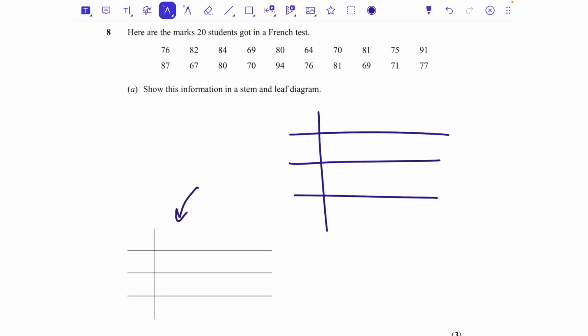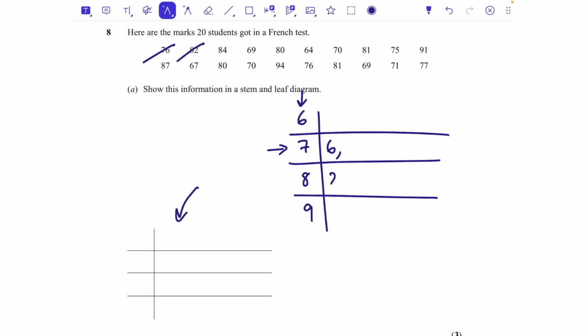So let's just go through in order. Now we've got numbers in the 60s, the 70s, the 80s and the 90s. So this stem here is your tens, or appropriate, whatever the value is, and then we've got all the other numbers to put on the other side. So 76 is going to go in the 7 row because it's in the 70s, and we just put a 6. And I like to put a comma between each one, but you don't have to, as long as it's nice and clear that they're separate.